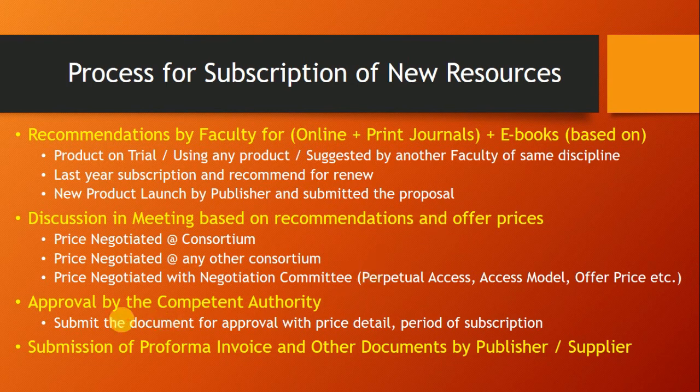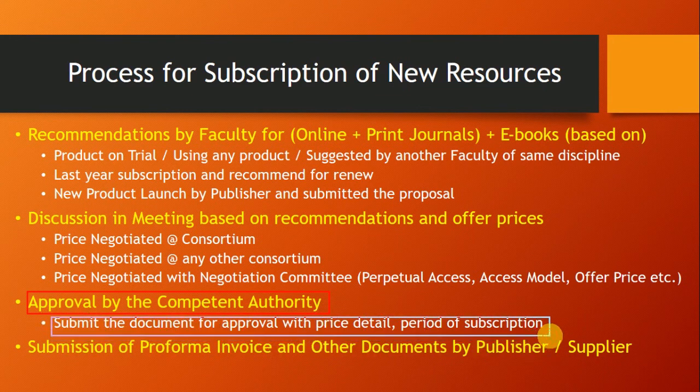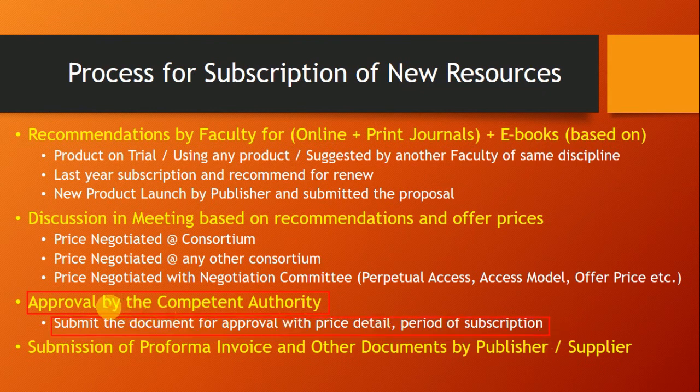So the next is the approval by the competent authority. After finalizing the resources to be subscribed for that particular subscription year, a document is prepared with all the resources, with price details and the period of subscription, and then it is submitted to the competent authority for approval so that it can be procured in the library.